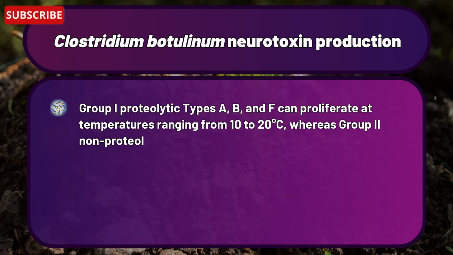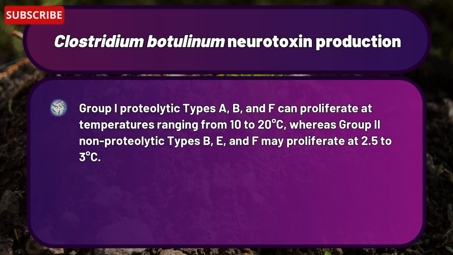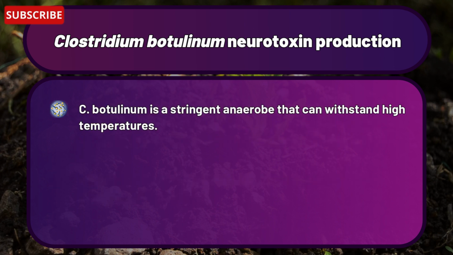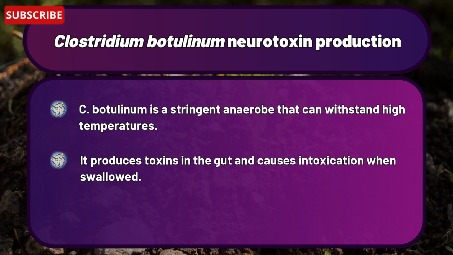Group 1 proteolytic type A, B, and F can proliferate at temperatures ranging from 10 to 20 degrees Celsius, whereas Group 2 non-proteolytic type B, E, and F may proliferate at 2.5 to 3 degrees Celsius. Type C and D are non-proteolytic in Group 3, whereas Type G is in Group 4. Clostridium botulinum is a strict anaerobe that can withstand high temperatures. It produces toxins in the gut and causes intoxication when swallowed.